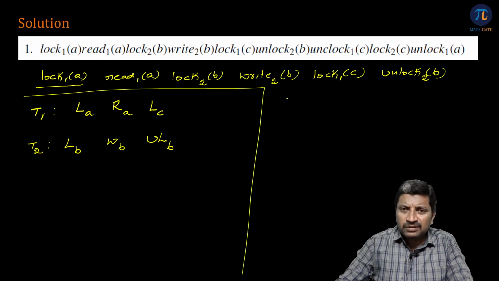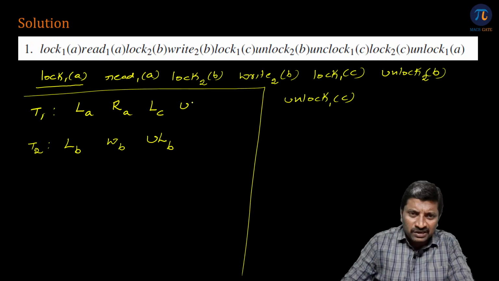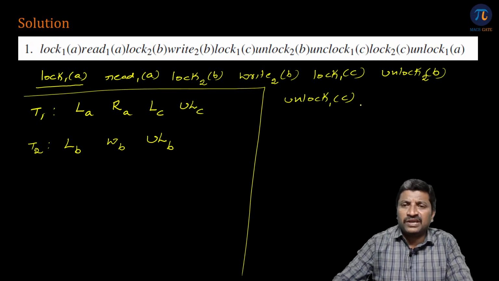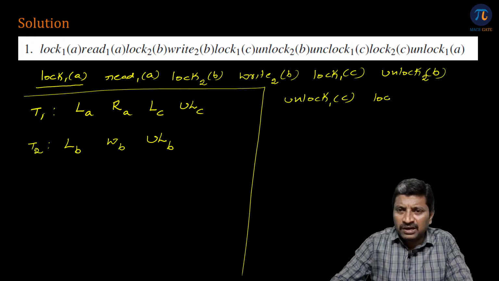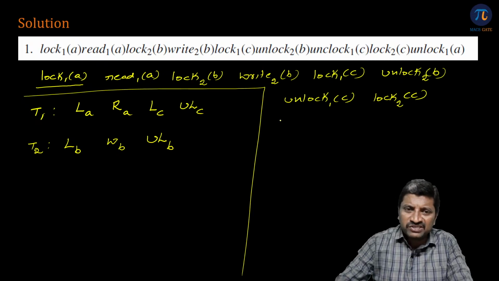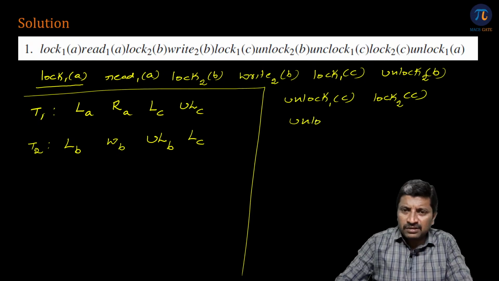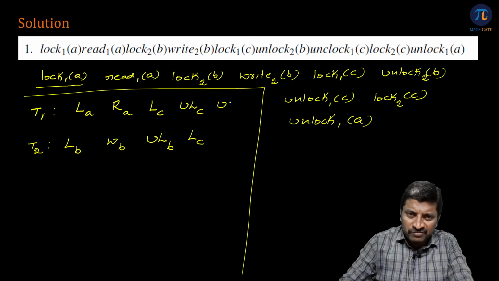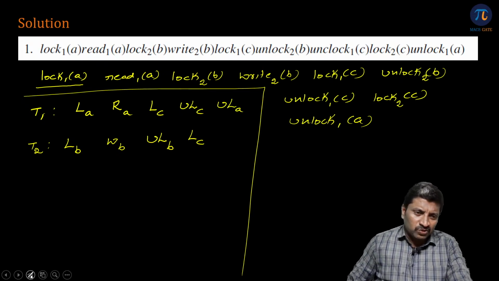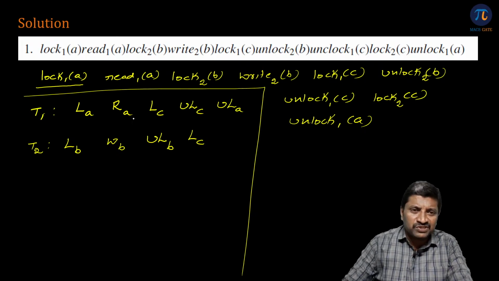Let me write it here. Unlock 1 of C. So 1 releasing C. Then lock 2 of C. 2 needs lock for C. Then unlock 1 of A. 1 releasing A. Now the question is, which is growing phase, which is shrinking phase?